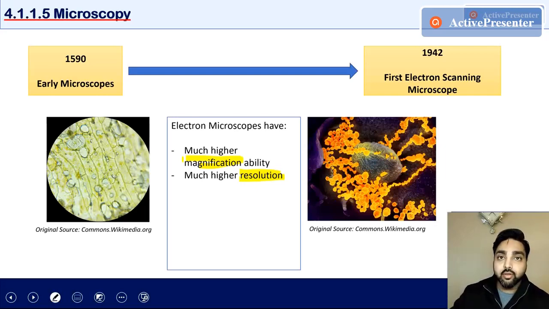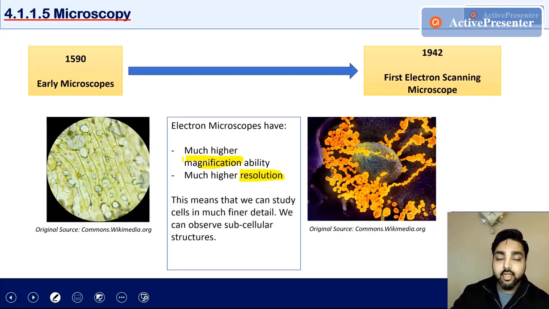Now, ultimately, boys and girls, what you need to understand is that because of those two major differences, we are able to observe cells in much finer detail. And if you can see things in much finer detail, then you can observe things like subcellular structures, which I've touched on already, so I'm not going to go through it again.